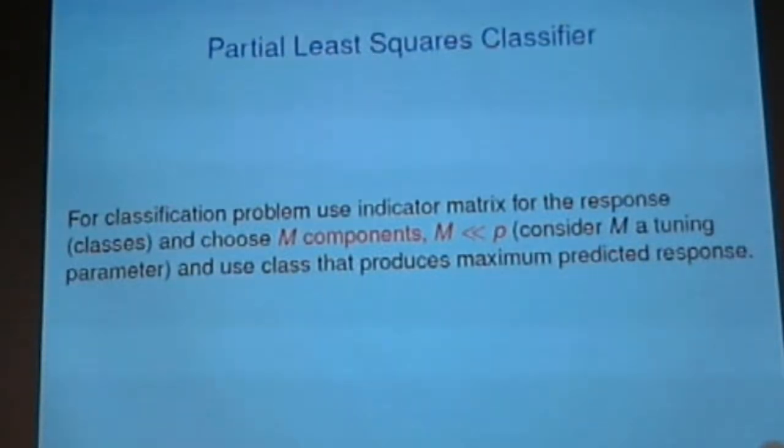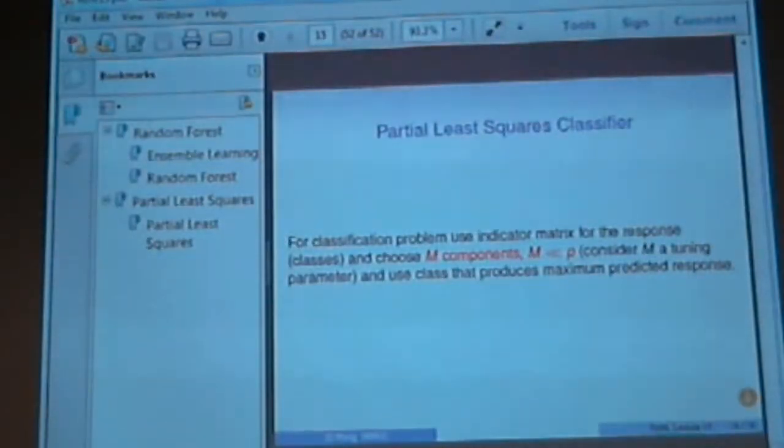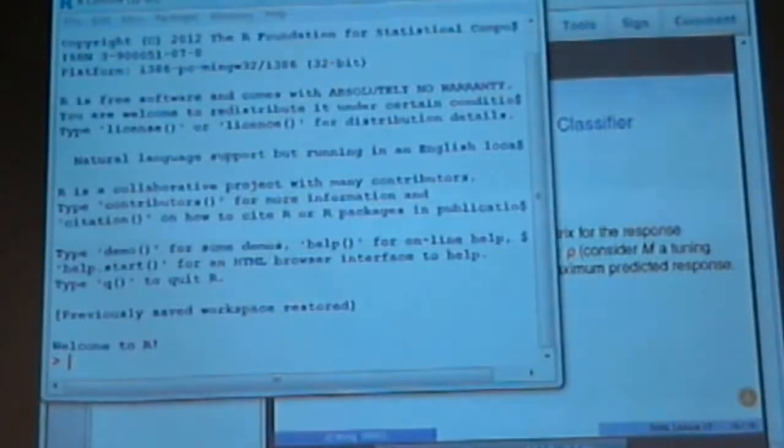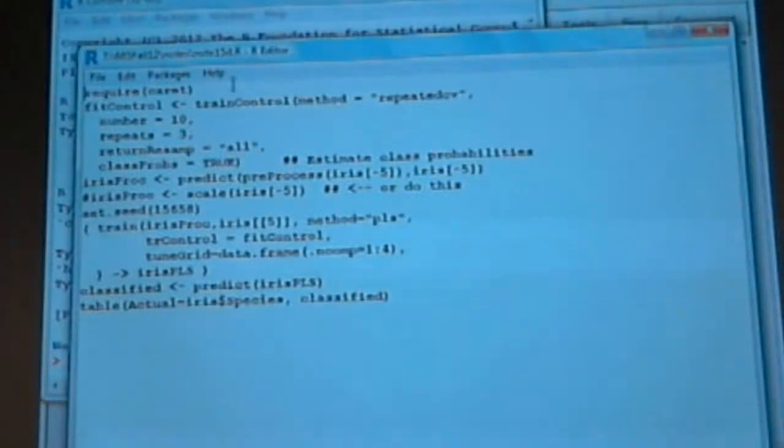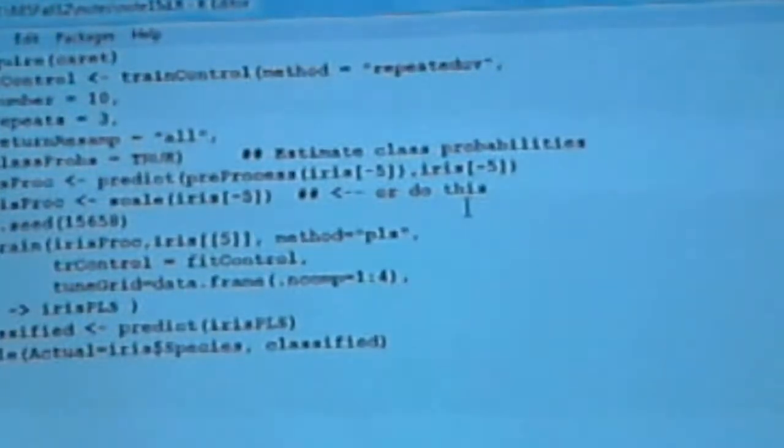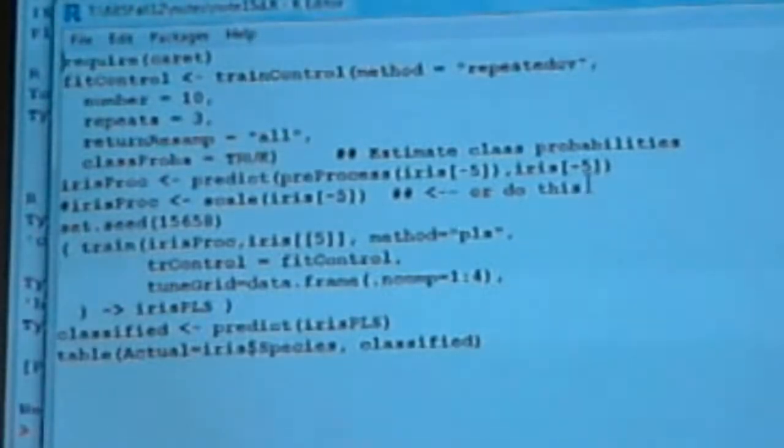I didn't spend too much time on this, and there's only a very short example of partial least squares. The result is awful in this case. At least for this problem, partial least squares is not the best classification method. I added this as a very simple example. I didn't go further with this. The result is really awful, as you can see.